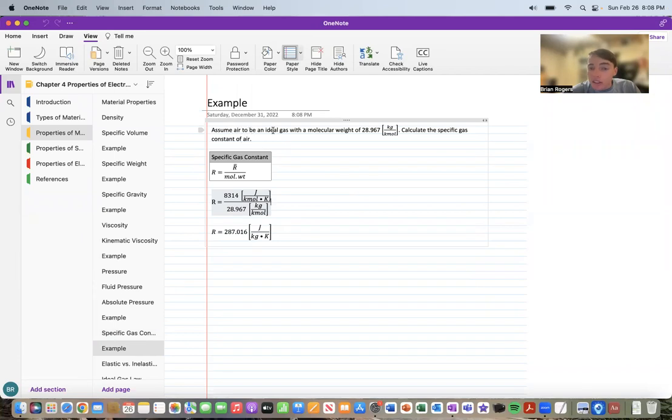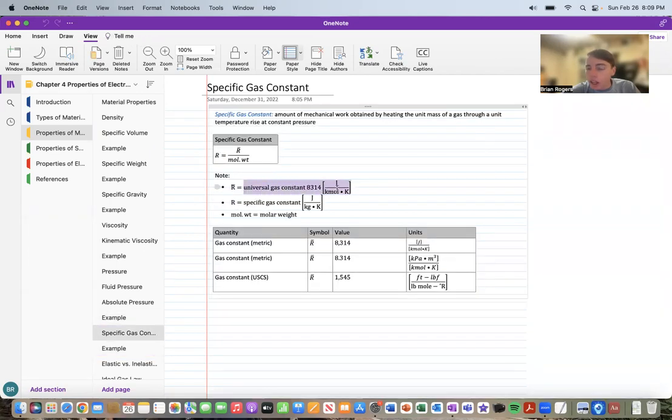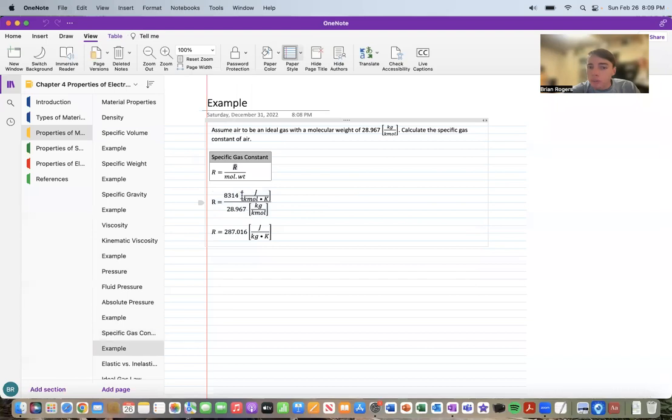It says air is an ideal gas with a molecular weight of 28.967 kilograms per kilomole. Calculate the specific gas constant. If we need to solve for a specific gas constant, remember this is just our universal gas constant, 8,314 joules per kilomole times Kelvin. The denominator here is going to be the molecular weight. When you calculate that, you get the specific gas constant to be 287.016 joules per kilogram times Kelvin.